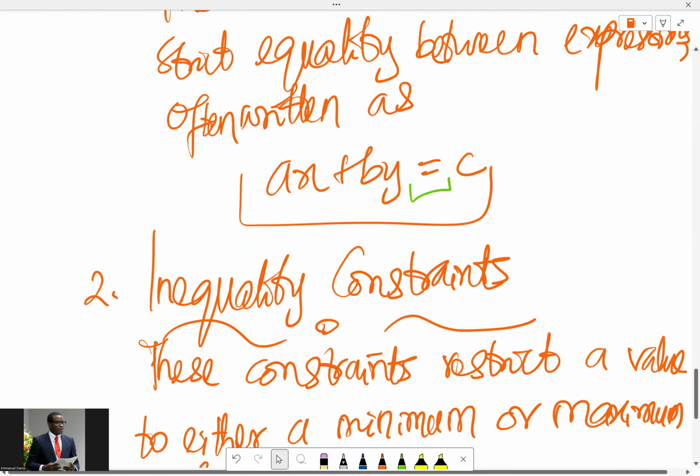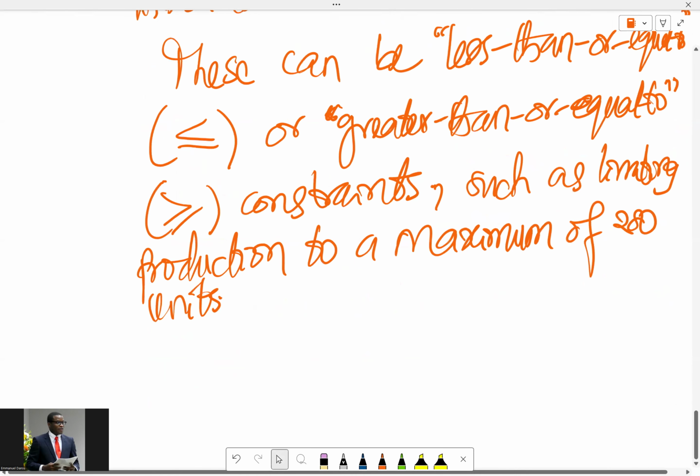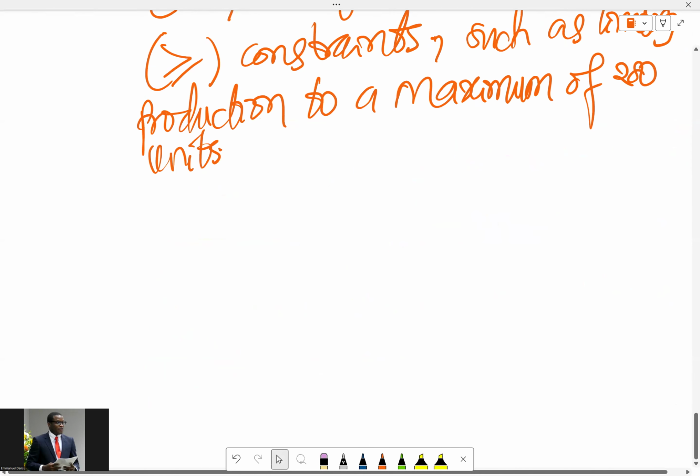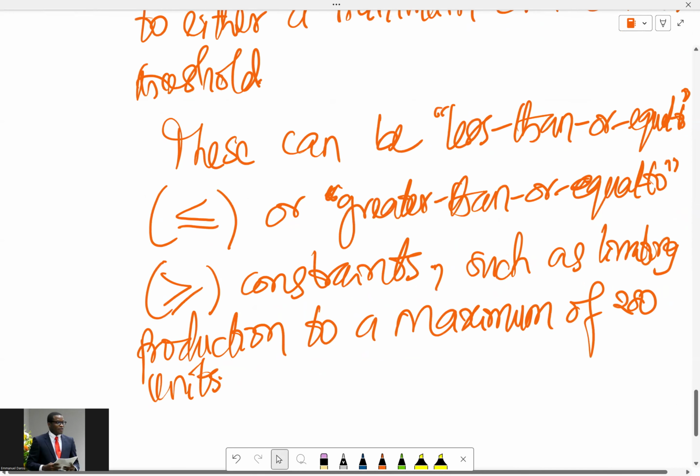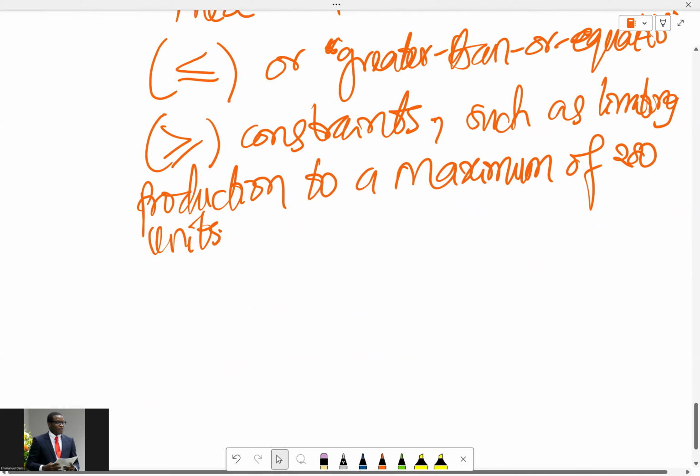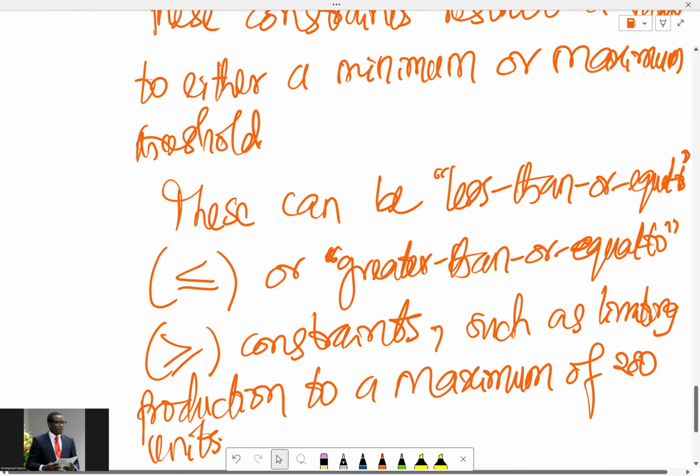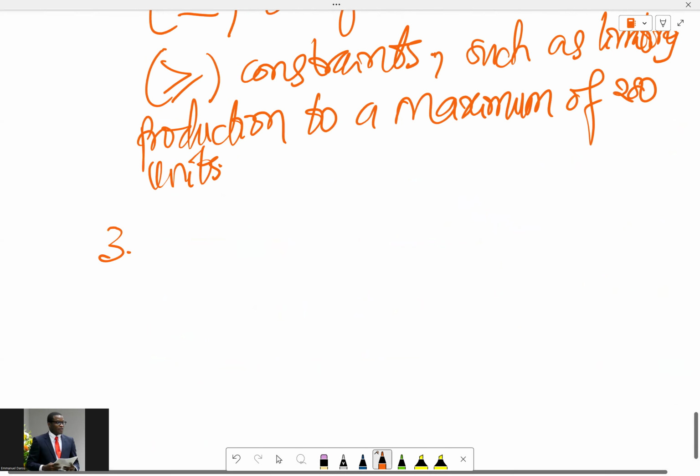We already saw equality there. I think that settles it. Then we also have, so there are equality, inequality constraints. Then there are also bound constraints. Three, you have bound constraints.